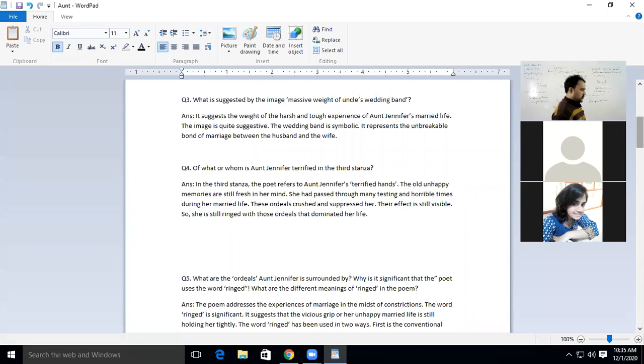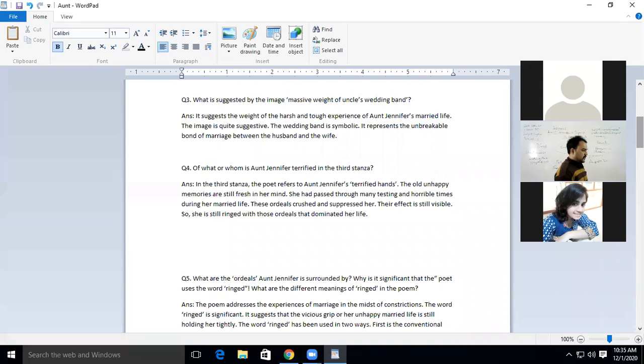Of what or whom is Aunt Jennifer terrified in the third stanza, Gracie? Yes, go ahead. So even after her death, Aunt Jennifer would carry her fear of her domineering husband, as she would yet bear the burden of the wedding band on her finger. And the ordeal faced by her in an oppressive marriage would continue to terrify her. Okay, very good.